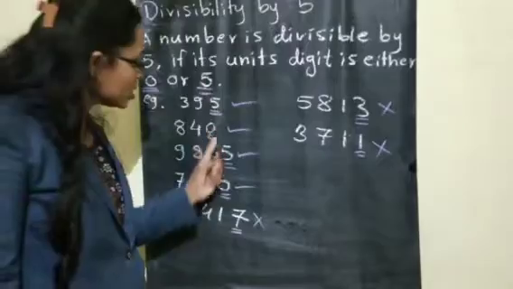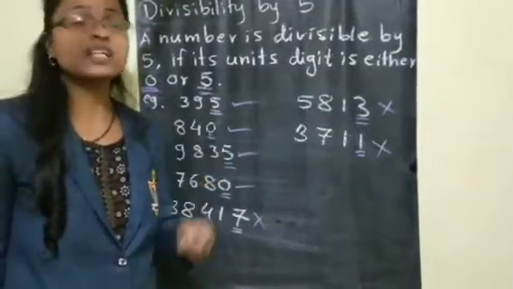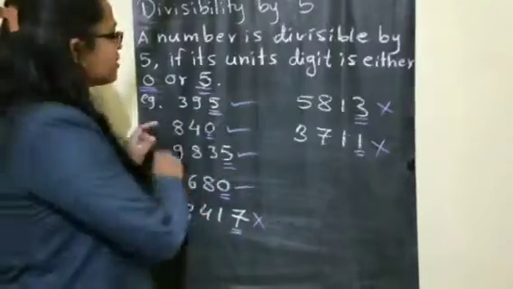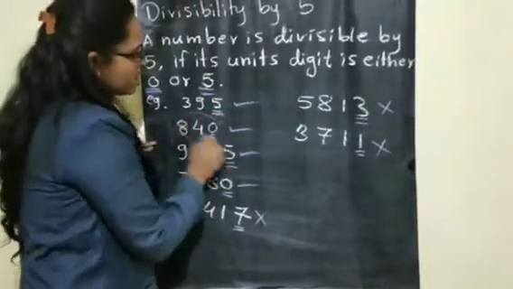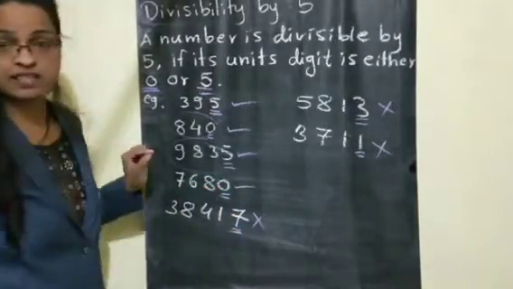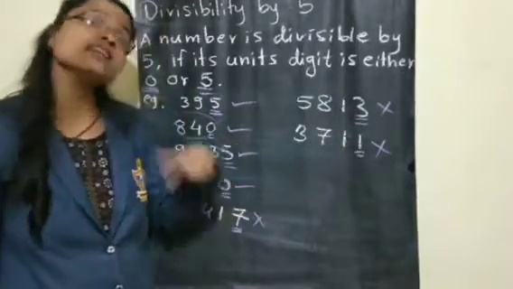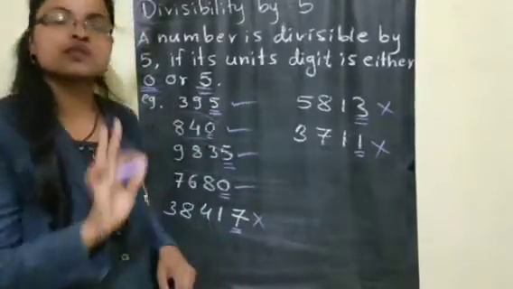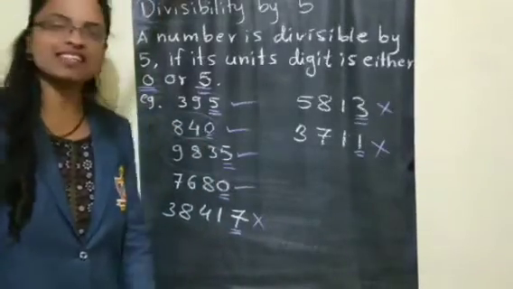Means in the unit place, ones place, only 0 and 5. If those numbers are present, then that full number is divisible by 5. And if any other number is present in the ones place rather than that 0 or 5, then those numbers are not divisible by 5. Okay, children?